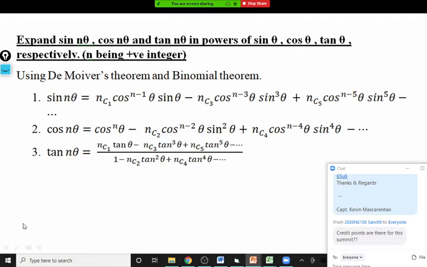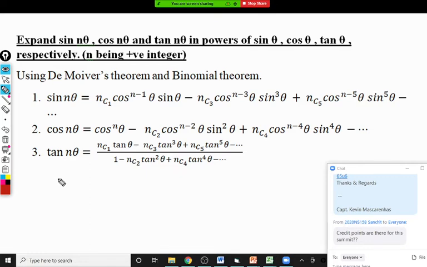Two steps are required to prove these formulas. One is de Moivre's theorem and another is the binomial expansion. What is written on the screen is the general form. First I will show you, for the formulas for sin 2θ and cos 2θ, how to get them from de Moivre's theorem.